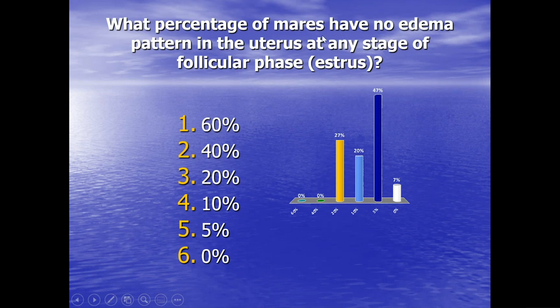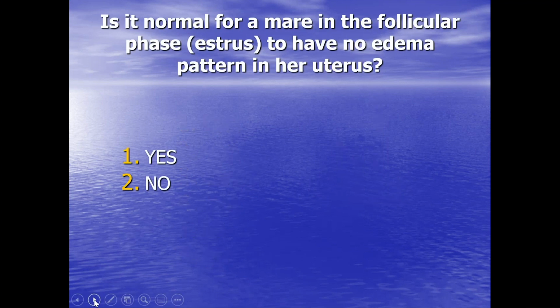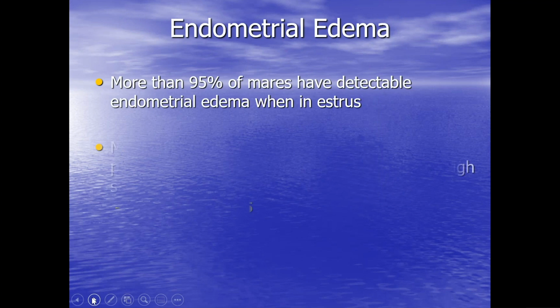A very small percentage of mares have no edema in the uterus at any stage of the follicular phase. Is it normal? That's an interesting question. Is it normal for a mare in the follicular phase to have no edema? Well, I think it is abnormal. I think if you get no edema throughout the follicular phase, it is abnormal.